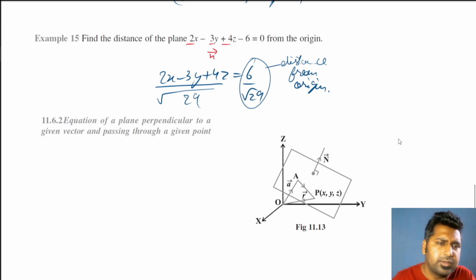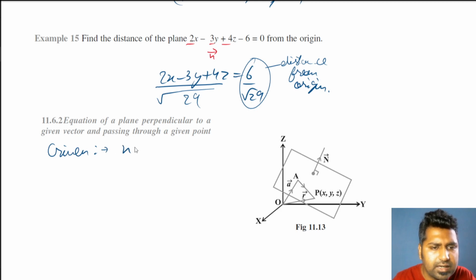So first of all, you have to understand what is given. In this situation, what's given to us? Given is the perpendicular vector. That means the normal vector is given, and a passing point. So the passing point we will call a vector.